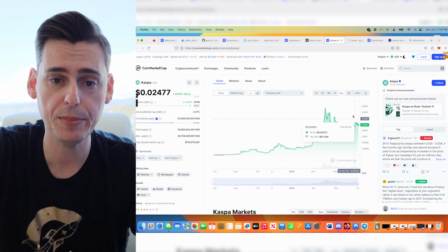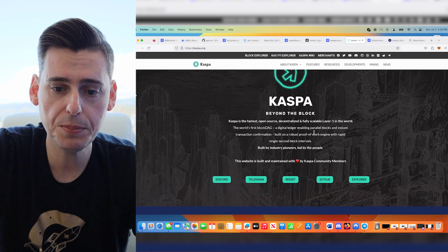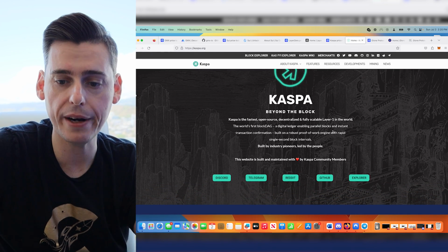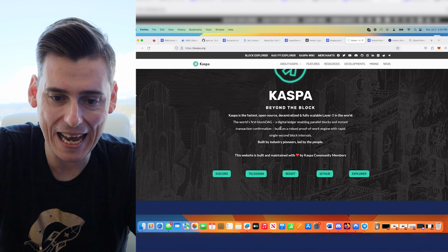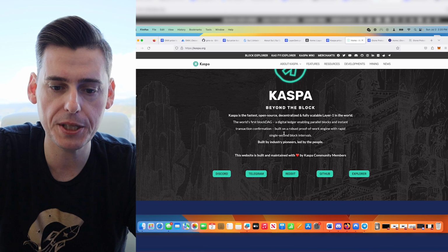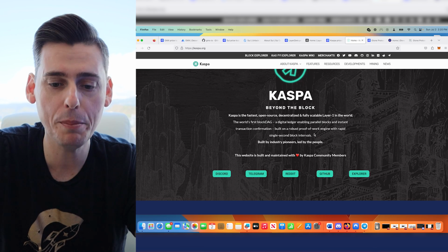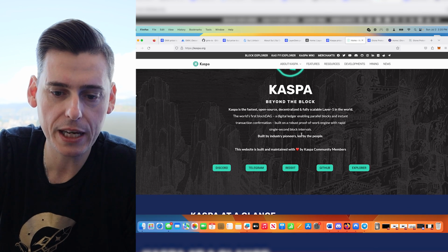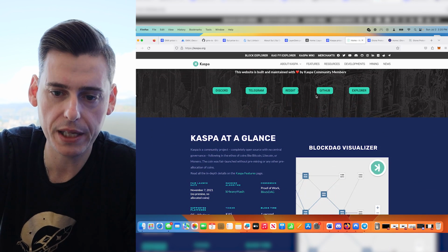And so we are holding Kaspa for the long haul in our community. Kaspa, beyond the block. Kaspa is the fastest open source, decentralized, and fully scalable layer one, the world's first blockDAG, a digital ledger enabling parallel blocks and instant transaction confirmation, built on a robust proof of work engine with rapid single-second block intervals. And so you have a Discord, Telegram, everything here.